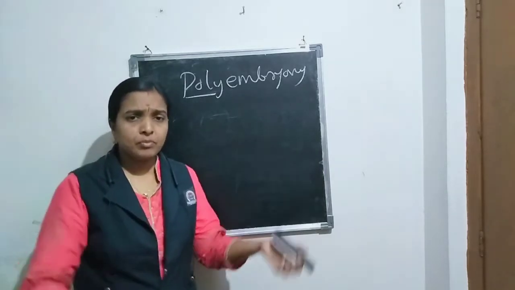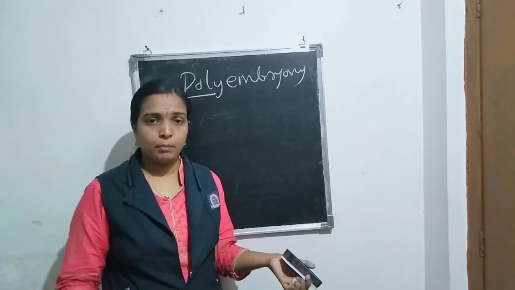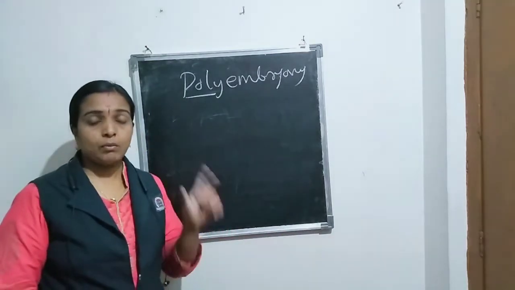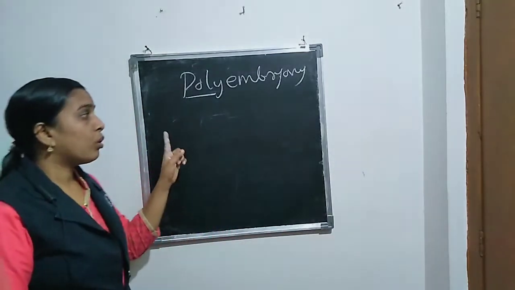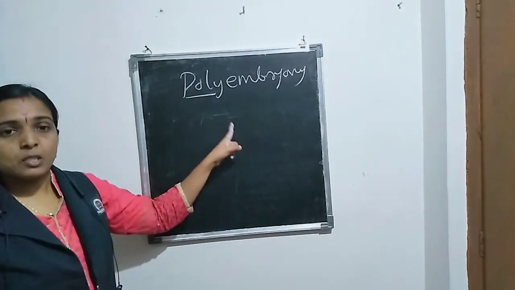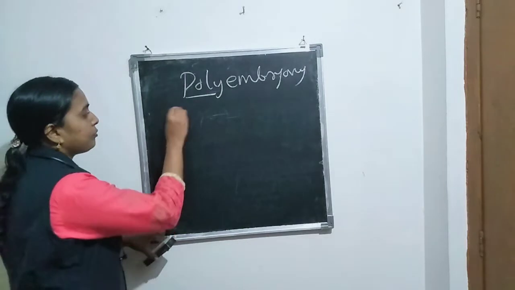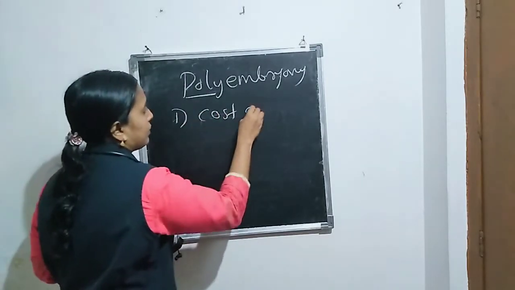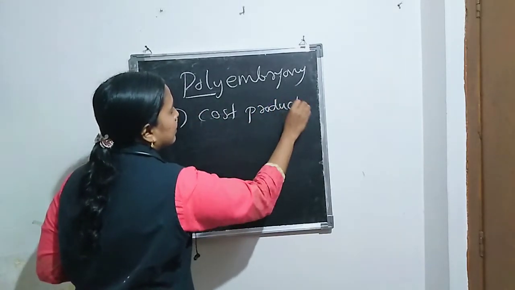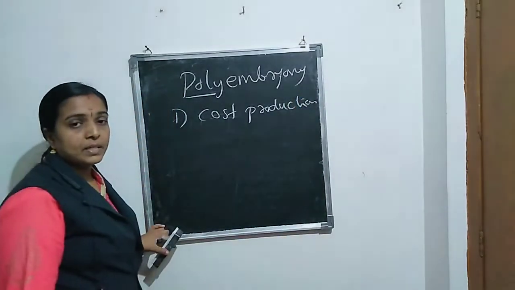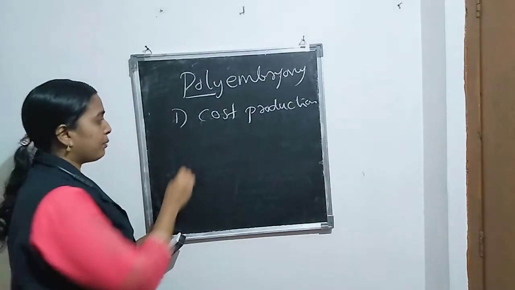That is too expensive for the farmers. That is the main problem. Cost of production is too expensive for the farmers. First problem, cost of production. Production of hybrid seed is too expensive for the farmers.